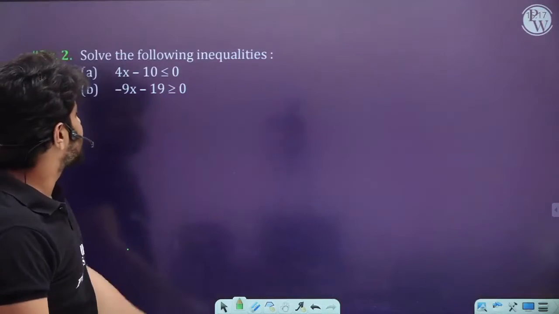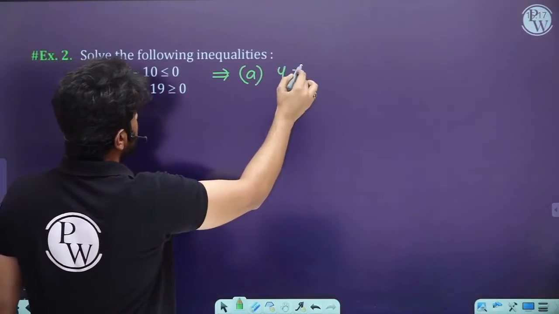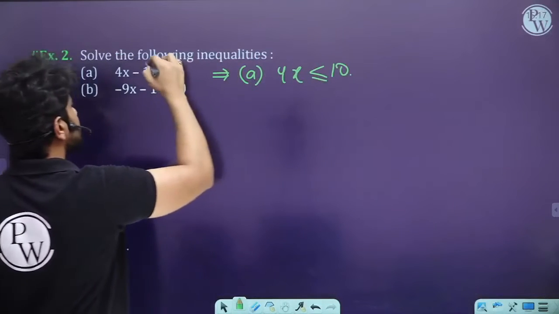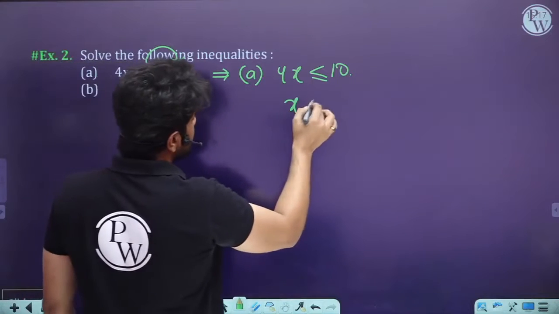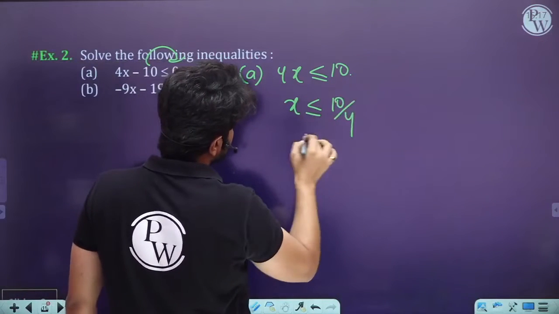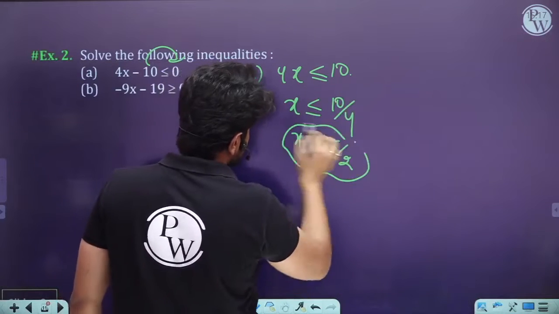4x minus 10 less than or equal to 9. So in the first part, if you send this minus 10 to the right hand side, 4x is less than or equal to 10. x will be less than or equal to 10 by 4. So basically what is 10 by 4? It is 5 by 2. x is less than or equal to 5 by 2.